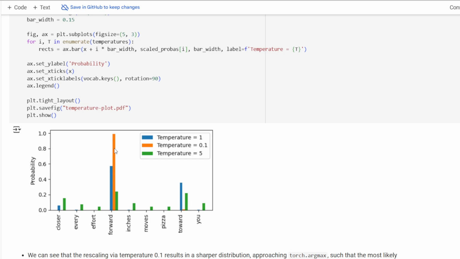It is quite deterministic. But when we put the temperature up to 5, we said it divides the logits and then becomes more uniform. It spreads out the probability. So as you can see here, now there are some green lines coming up for closer, for even effort. So even when we say every effort moves you, effort itself is now coming up because the temperature is high. Now we are uniformly distributing that probability. As you can see, forward has reduced its probability, and forward and toward are now actually competing.